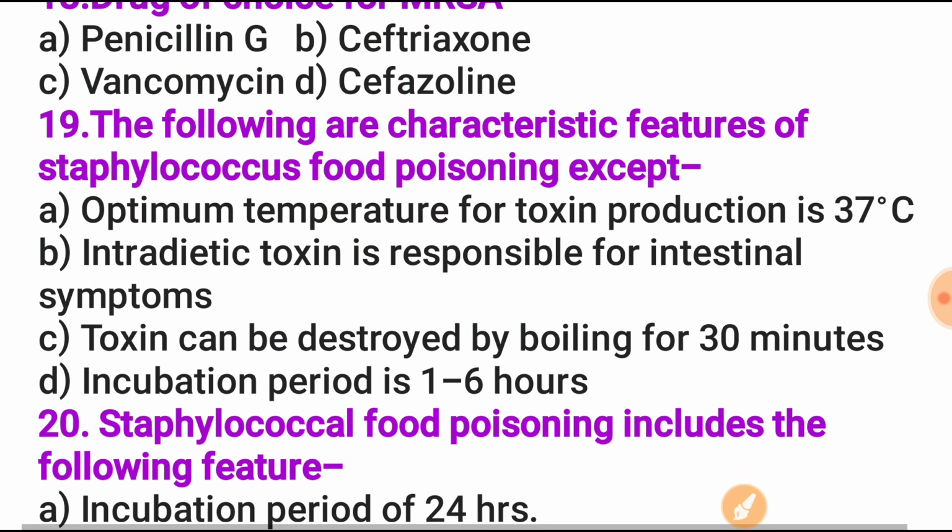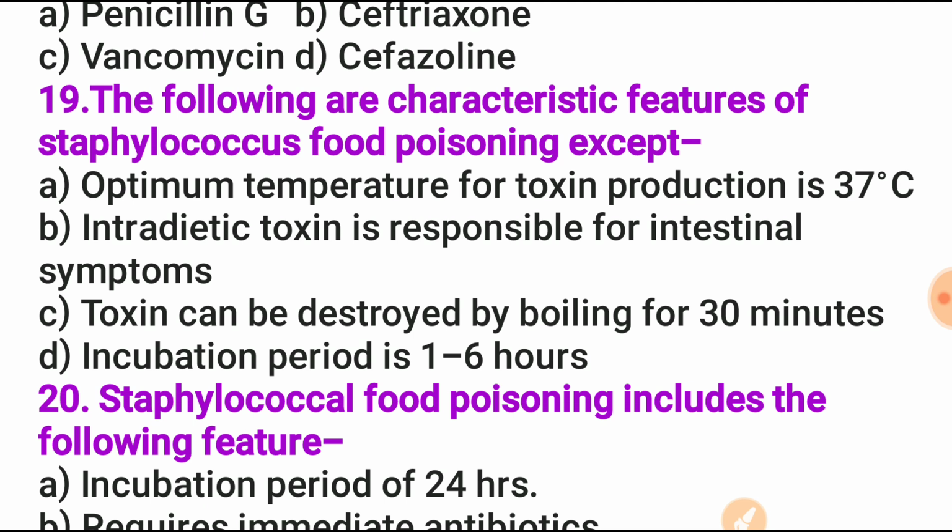Next question: the following are characteristic features of staphylococcal food poisoning except. The options: A, optimum temperature for toxin production is 37 degrees Celsius. B, enterotoxin is responsible for intestinal symptoms. C, toxin can be destroyed by boiling for 30 minutes. D, incubation period is 1 to 6 hours. You have to choose the right option.